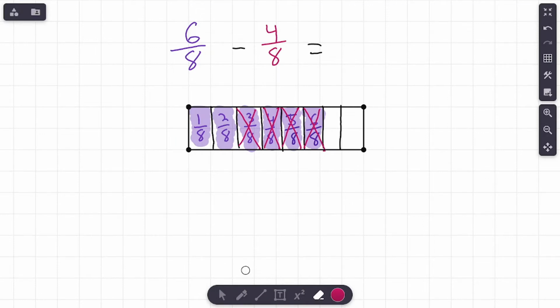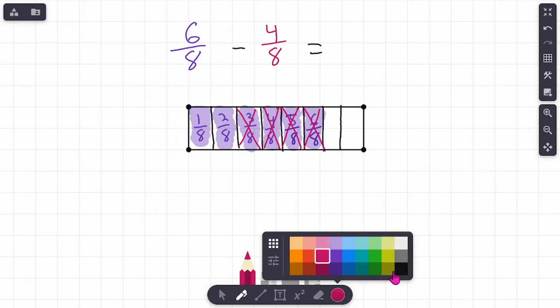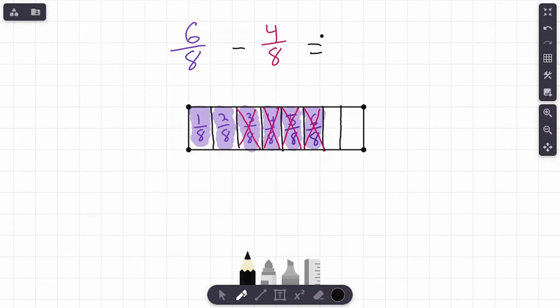Before I finish up with my model here, I'm going to go up here to my expression, and I'm going to solve it. Okay. So I need to subtract the numerators. 6 minus 4 is 2. Then what do I do with the denominators? Remember, if the denominators are the same, then we don't have to worry about them. We just keep them the same. So these denominators are both 8. We do not subtract the denominators.